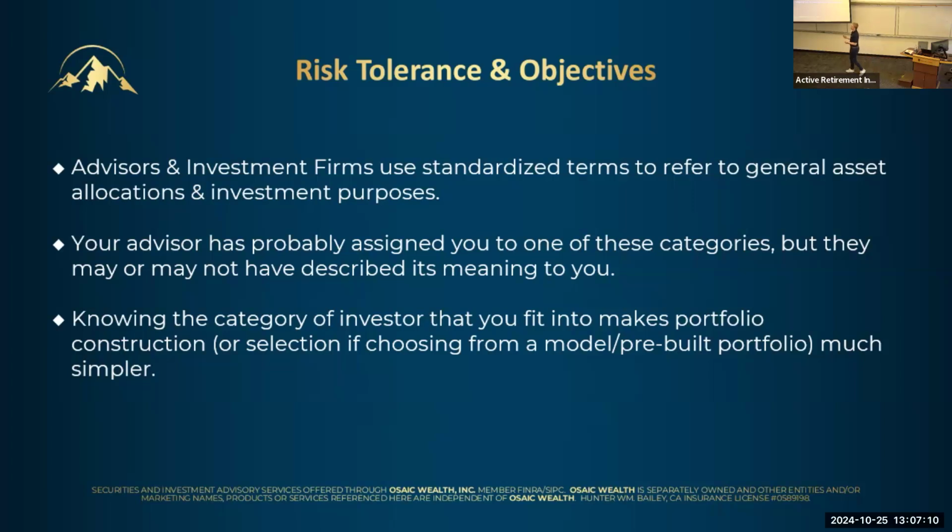So advisors and investment firms tend to use standardized terms to refer to general asset allocations and investment purposes. And so that's what we're going to be talking about today. A lot of the stuff that I pulled was from things that get handed down to us from our broker dealer, as how they categorize investments and categorize investor profiles. So your advisor has probably, if you have one, assigned you to one of these categories, and they may or may not have described its meaning to you. So we'll go through those a little bit more today so that if you see on your statements or in meetings with your financial advisor something like current income or moderately aggressive, or any of these keywords, you can have an idea of what they actually mean.